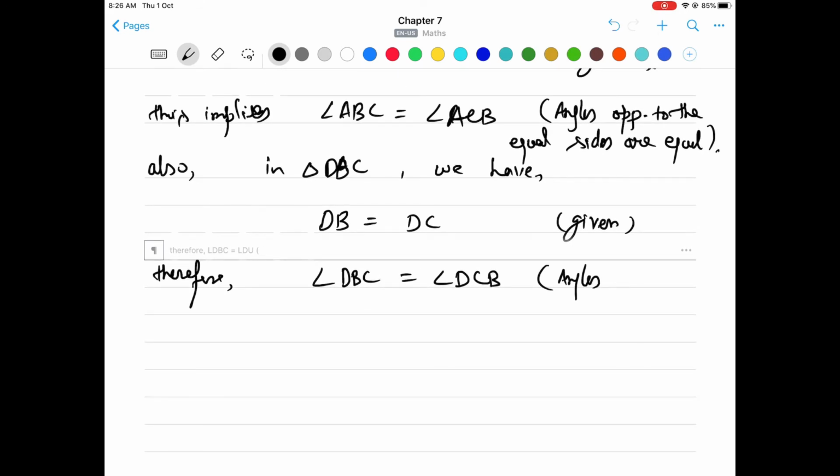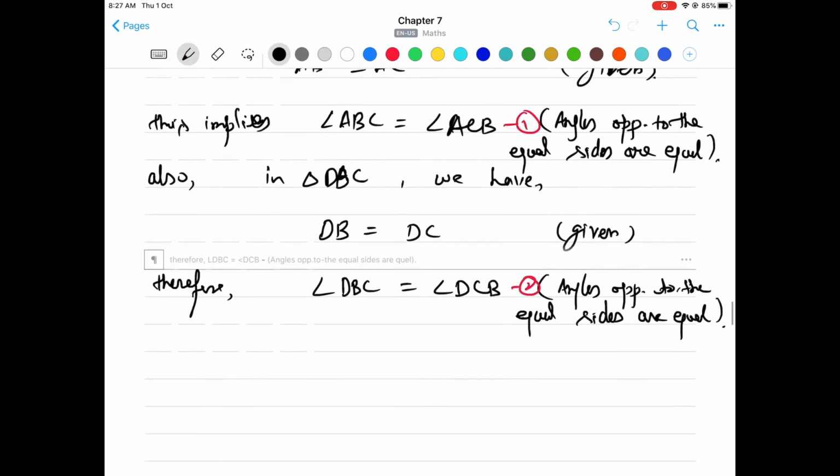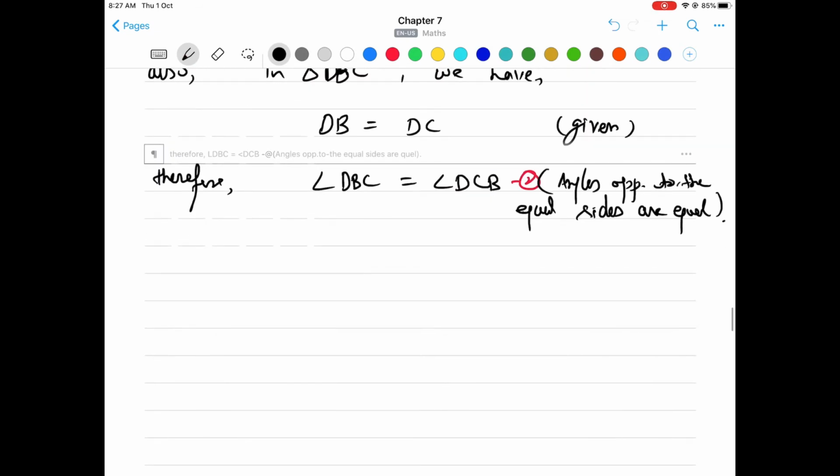Angles opposite to the equal sides are equal. Okay, angles opposite to the equal sides are equal. Now let's name this one as equation 1 and this as equation number 2. So we'll add both the equations.